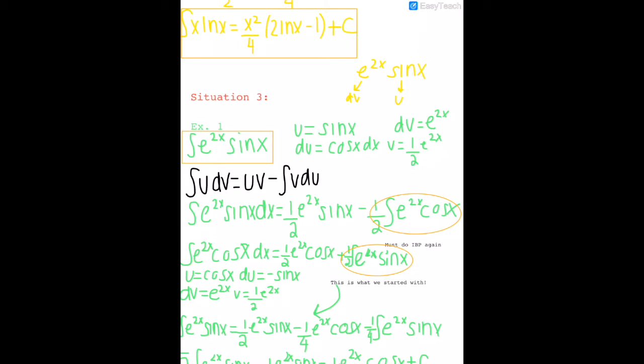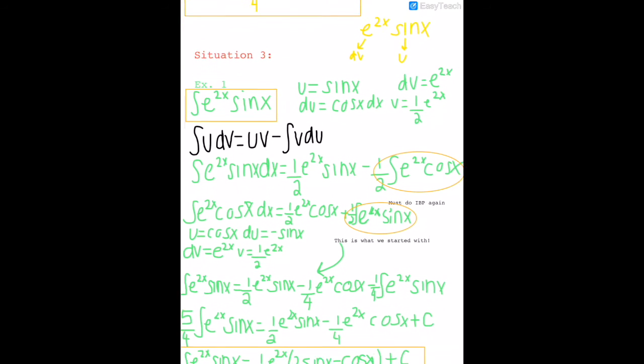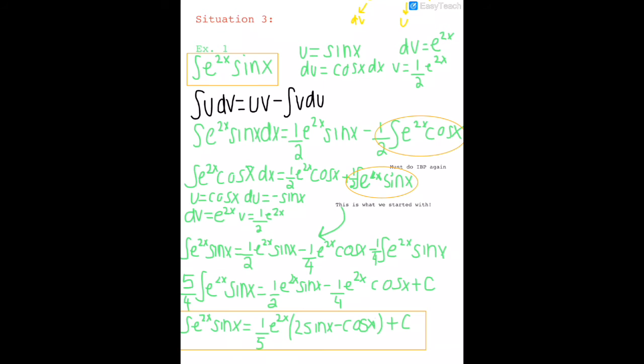Plug everything into the equation, and you get 1/2 e to the 2x sine x minus 1/2 times the integral of e to the 2x cos x. And you notice there that you have to do integration by parts again. So you set everything up to do integration by parts for e to the 2x cos x, and then you're going to plug it back in.